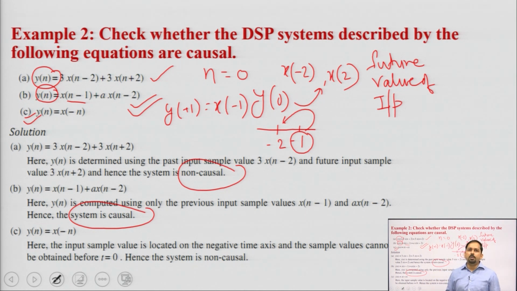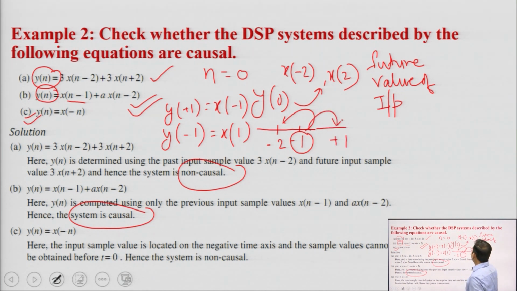So, it may be causal, but once we put a condition, y[minus 1], it will give us x[plus 1]. Now, we can clearly see that with respect to minus 1, plus 1 is a future value. So, the present output, y[minus 1], is depending upon the future value of input, x[plus 1]. So, the system here is definitely non-causal.